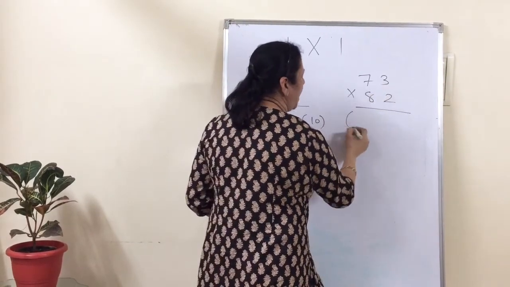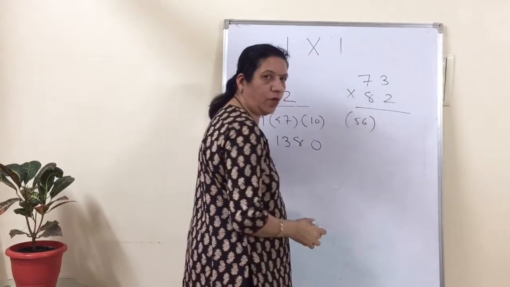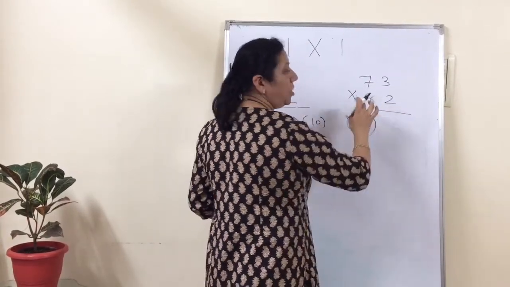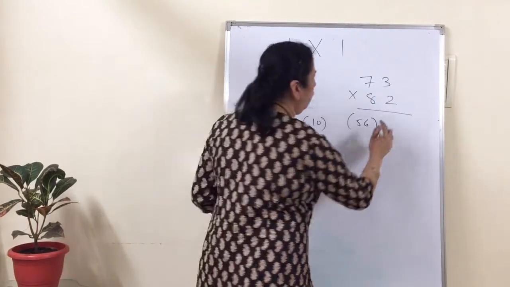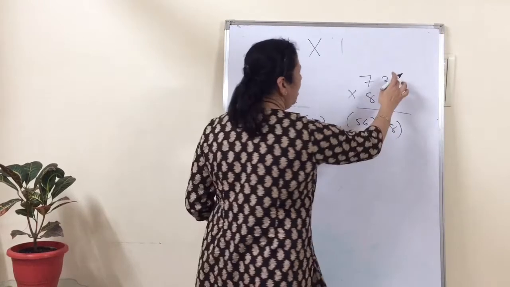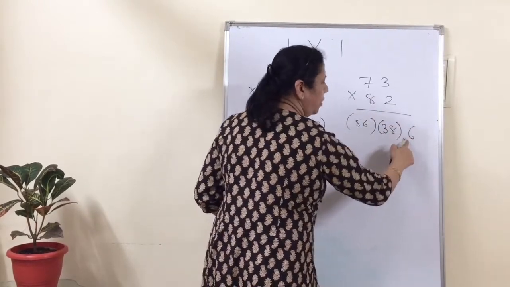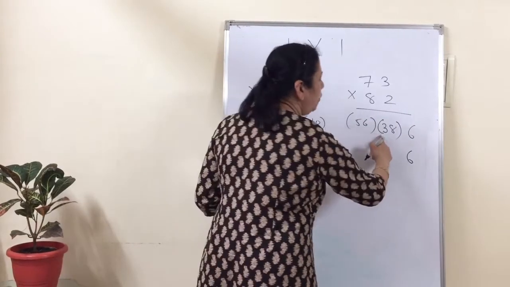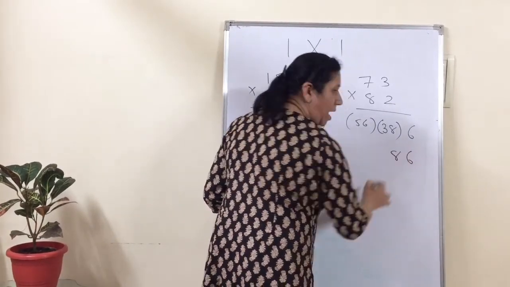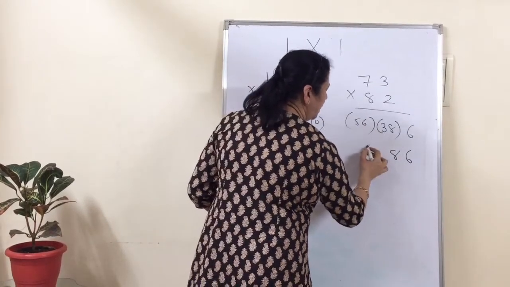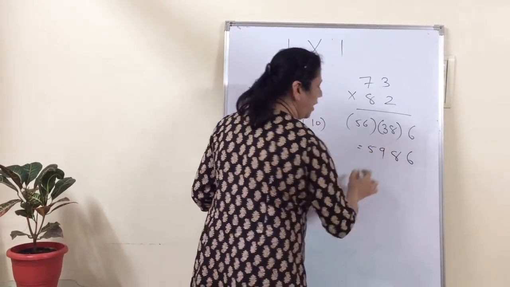7 8s are 56. Okay, so we'll write down in brackets. Now 7 2s are 14, 8 3s are 24. 24 and 14 are 38. We will write down 38 like this. And 3 2s are 6. So here we have only a single digit, so 6 will remain as it is. Now we have two digits, so we will write down 8 and 3 is carried over. So 56 plus 3 is equal to 59 and you get the final answer.